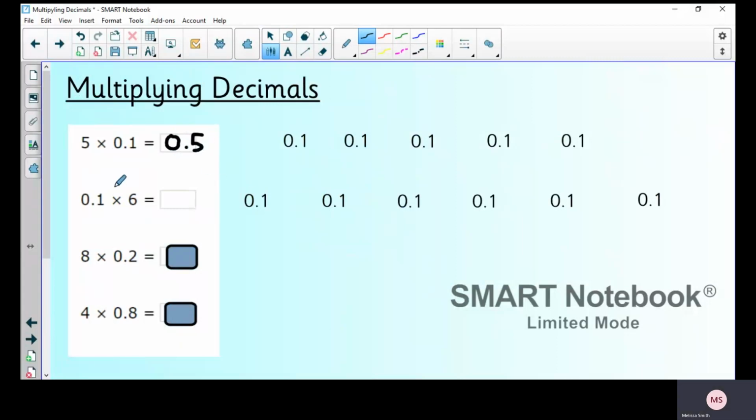And there's another one here, 0.1 times 6. So I've written out 0.1 6 times over. What would that be? 0.1 times 6. Well, that will be 0.6. You can pause the video now and have a go at these two questions, even setting it out like this to see what you get.